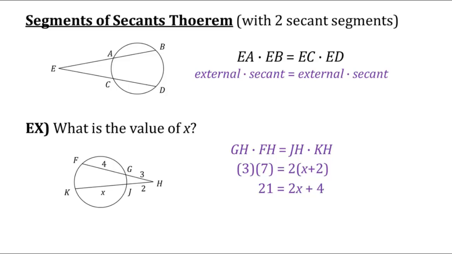When I distribute and simplify, 21 is equal to 2x plus 4. Subtract 4, 17 is equal to 2x. When I divide by 2, x is equal to 8.5.